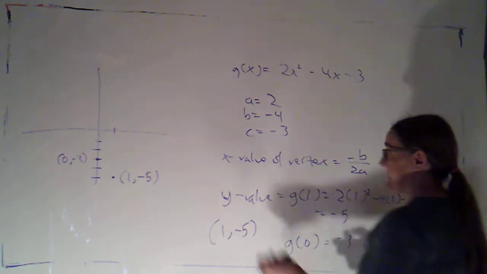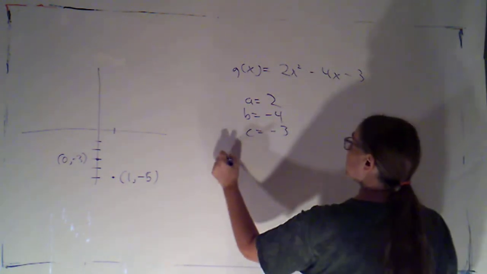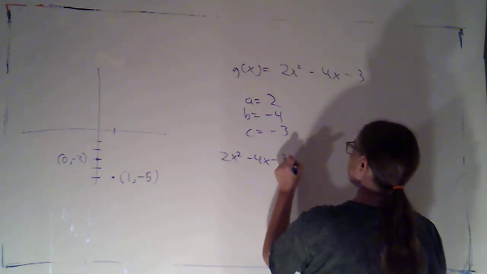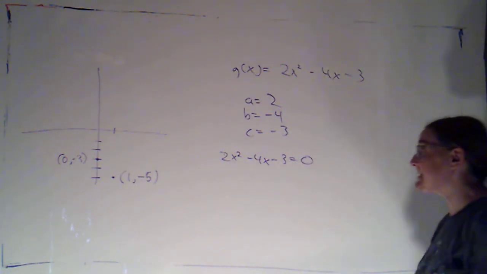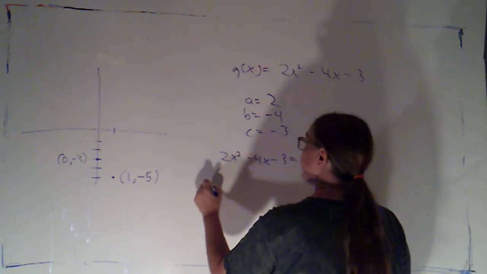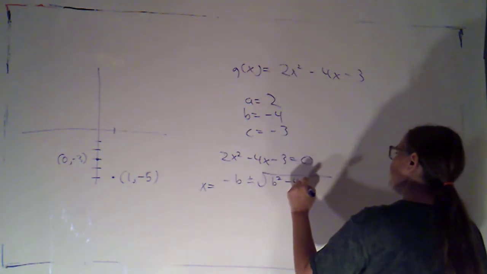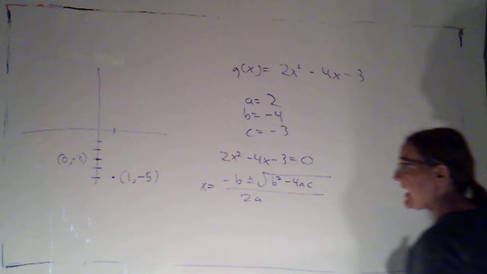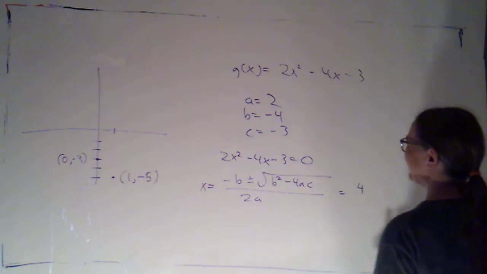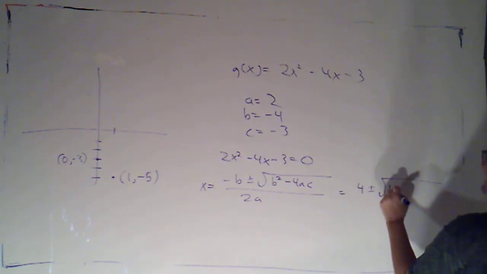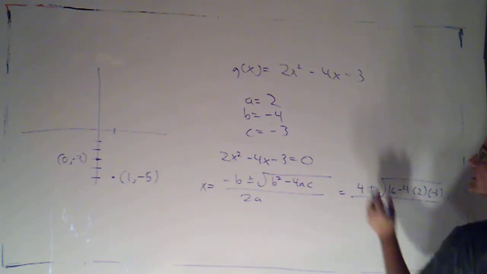Now, for the x-intercepts, I need to set this thing equal to 0. So I'm looking for 2x squared minus 4x minus 3 to equal 0. You can try factoring. Turns out this one doesn't factor. So I'm going to use my quadratic formula. x is the opposite of b, plus or minus root b squared minus 4ac all over 2a. So that's going to be 4. This time I did remember to take the opposite of negative 4. Plus or minus the square root of 16 minus 4 times 2 times negative 3 all over 2a.